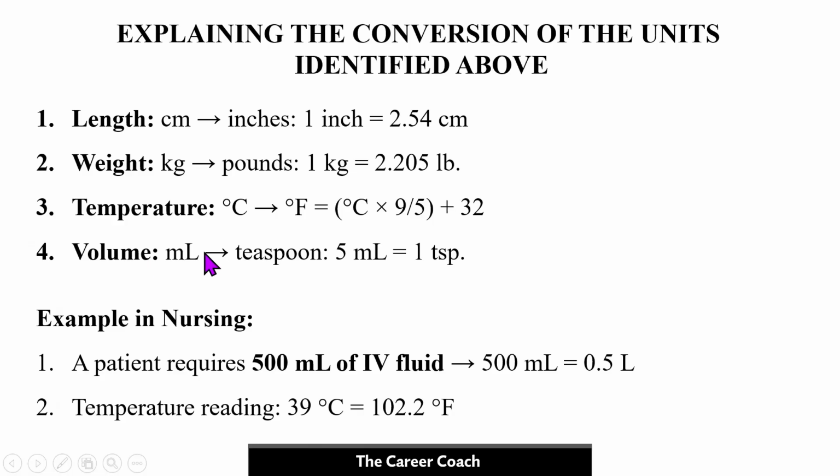Next one is volume. Mils. From mils to teaspoon, you must understand that 5 mils is equal to 1 teaspoon. Example in nursing. A patient requires 500 mils of IV fluid.